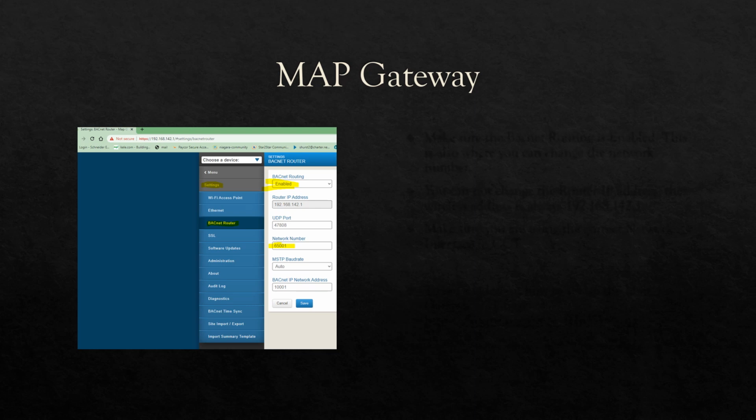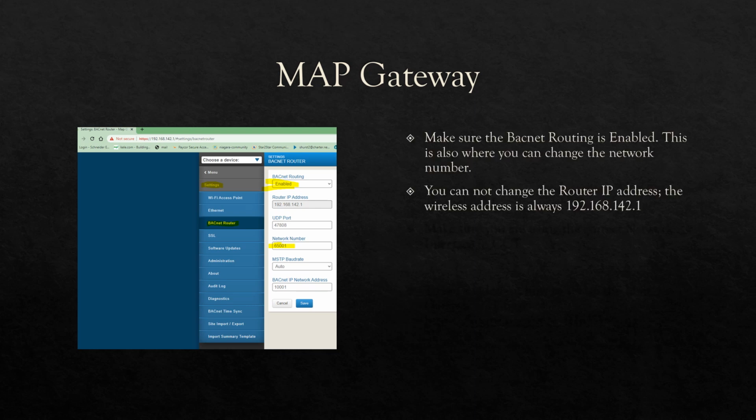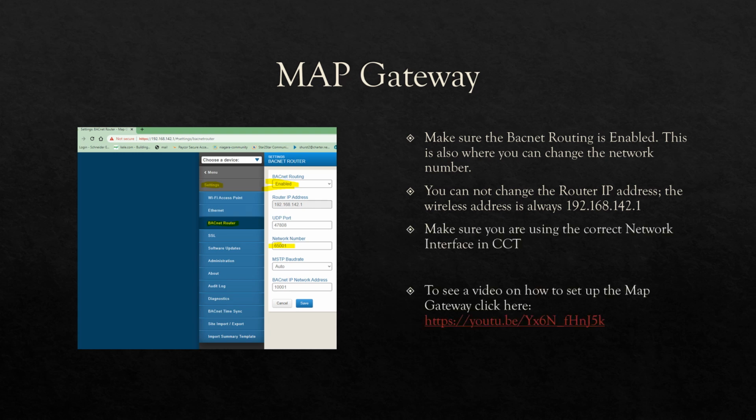Whenever you first get your Map Gateway, the very first thing you have to do is go into it and do all the password changes that it makes you do. But you also have to go into settings, go to BACnet Router, and enable BACnet routing. It comes out of the box disabled. I'll be so happy when the new device comes, and I really hope it comes BACnet enabled. If you want to see a video on the Map Gateway, you can search mine up.